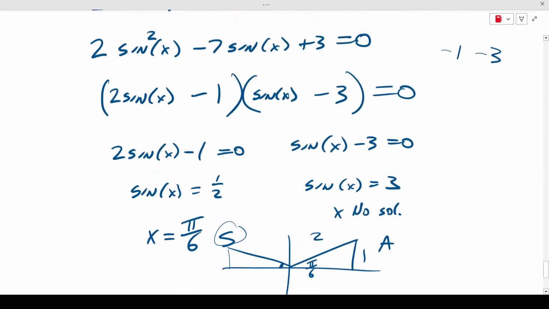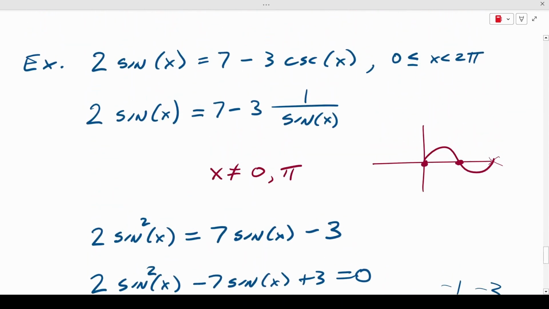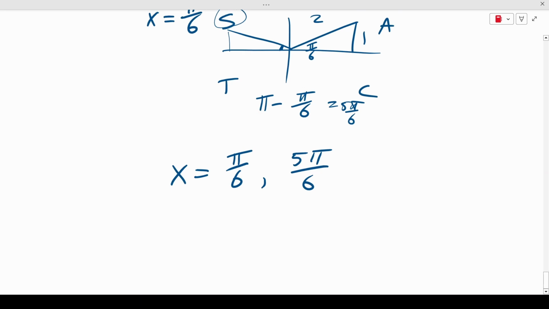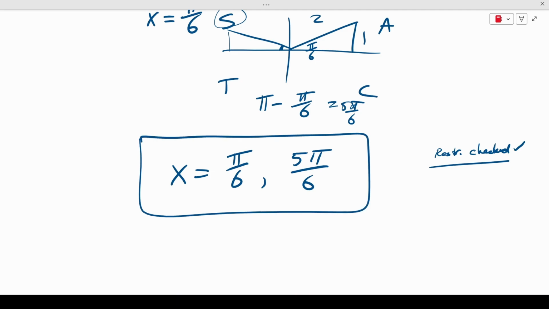I'm going to check to see if I have any restrictions, which I like to do in red, so they stand out. 0 and pi are my restrictions. No, those aren't included, so that's fine. Now, if I'm writing a test, I might just say, you know, restrictions checked or something, because your teacher has no idea whether you got the right answer because you checked your restrictions and didn't reject anything, or because you completely forgot to check your restrictions. So I like to include that just so that my teacher, my prof, knows that I've checked, and that's it.